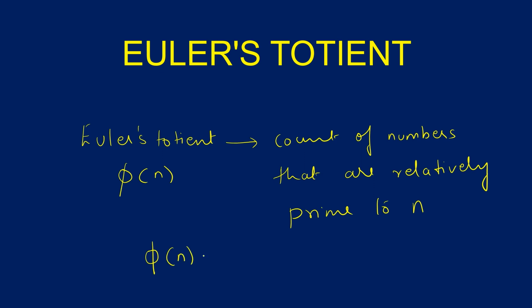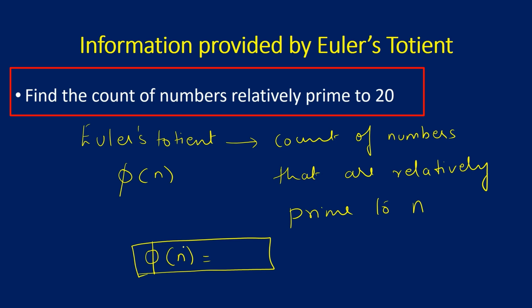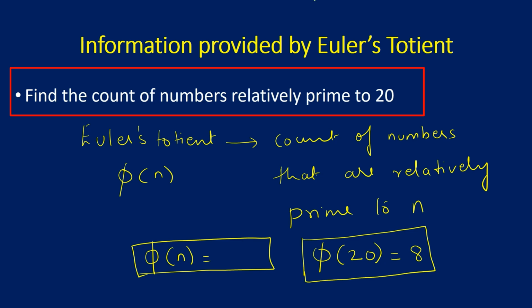Now what is the formula? I'll discuss it in the next slide. So for example, in this case, if I would have computed Euler Totient of 20, I will get the answer as 8. So without going for the traditional method, that is computing the GCD of each number with respect to 20 and testing if it is 1 or not, rather than doing it, you can directly use the formula of Euler Totient and get the final answer.